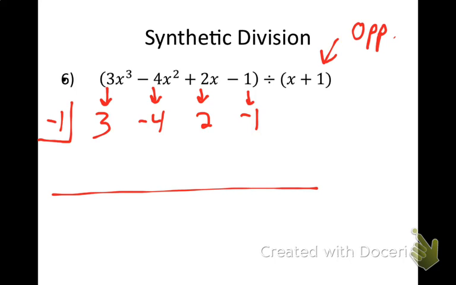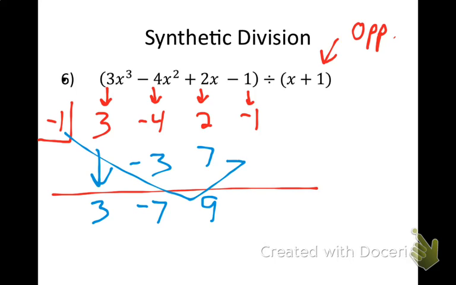I'm going to put a line here so I have some room. It always starts off with you bringing your first one down, so that's 3. Then I multiply: negative 1 times 3 is negative 3. And then I add down: negative 7. Negative 1 times negative 7 is 7. I add down: 9. Negative 1 times 9 is negative 9. And I add down: negative 10. So now I have the coefficients of my answer.